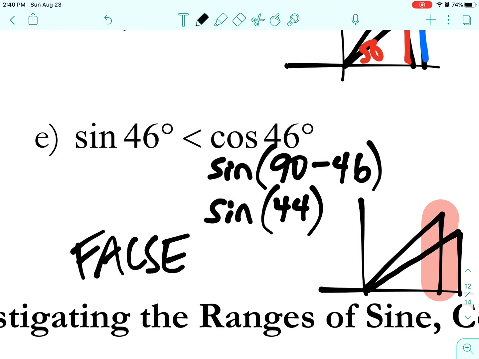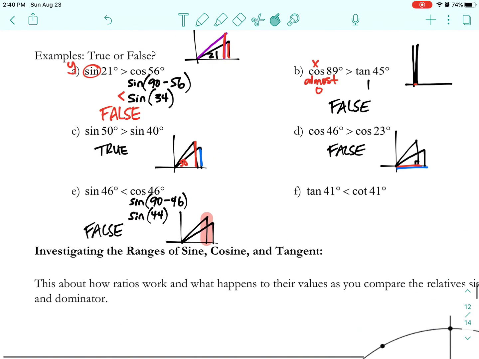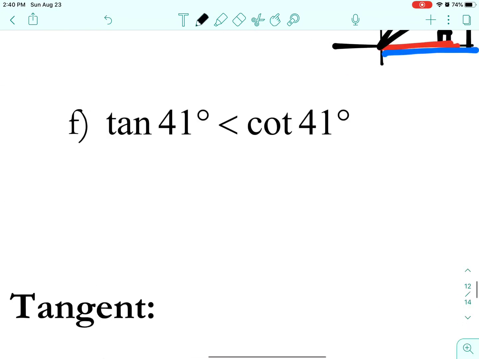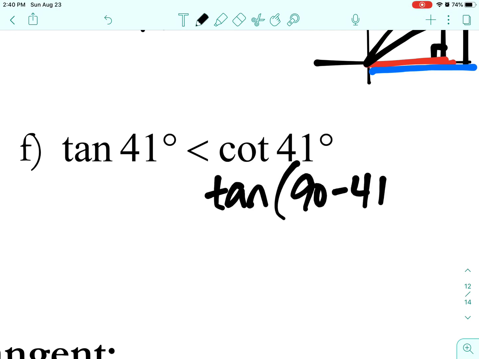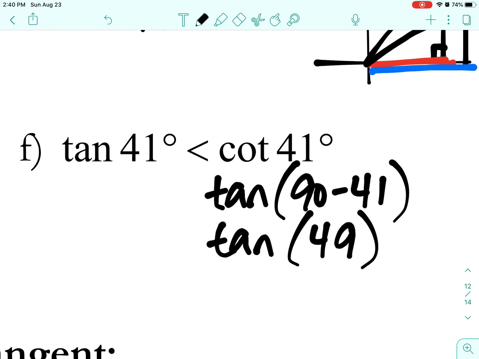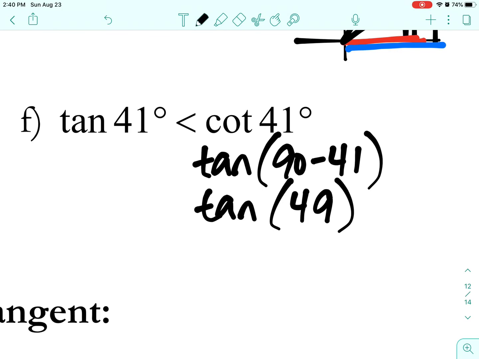This one's asking about the y value because I changed them both into sine. Okay, one more. Tangent and cotangent. Okay, let's change cotangent into tangent. So that makes it tangent of 49. Okay. And so this is cofunction. So basically I'm just rewriting this as this.